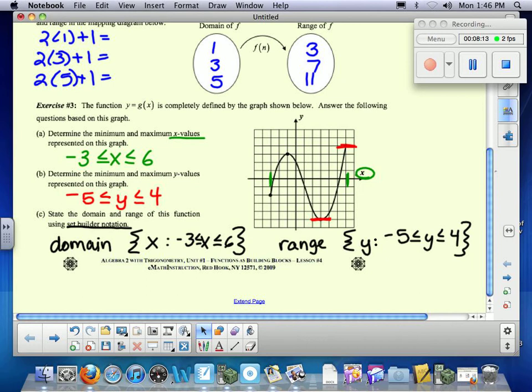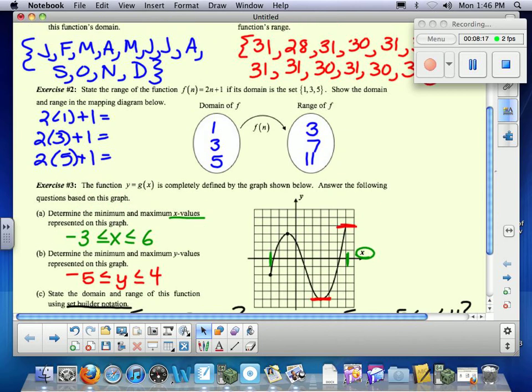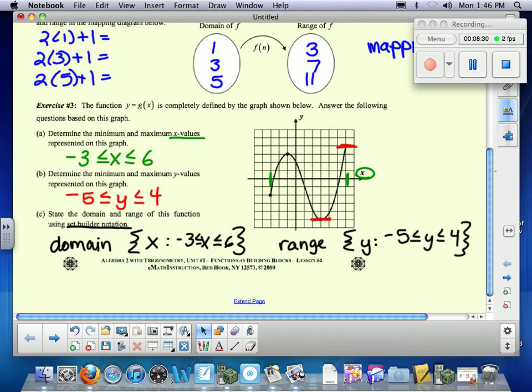So domain and range, we can see it in terms of a roster where you just list them all off. You can see it in terms of what we did here in the middle, which is called a mapping. And then down here at the bottom, we can talk about it in set builder notation. So we have lots of different ways to represent domain and range.